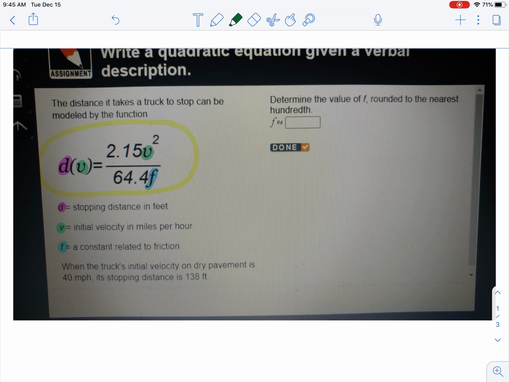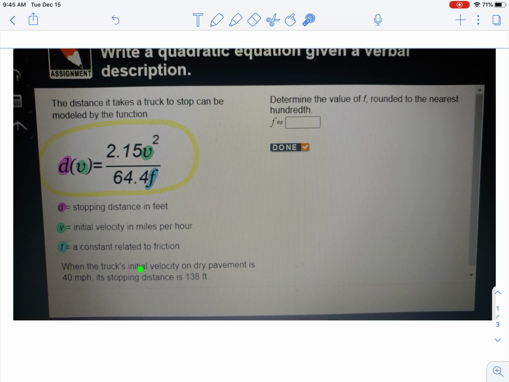So here's the question in the bottom, or just the information regarding this equation. When the truck's initial velocity on dry pavement is 40 miles per hour, its stopping distance is 138 feet. And here's the question. Determine the value of f rounded to the nearest hundredth. So we have f, and then we have the approximate symbol, and there's the answer. So our ultimate goal is to solve for f, right? So that's our goal, which means we want to substitute something in for d and something in for v.